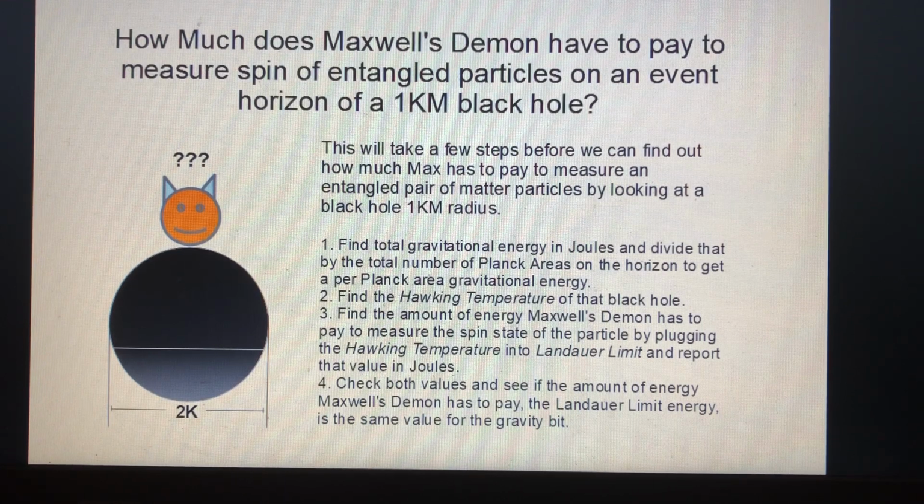Step 3, find the amount of energy Maxwell's demon has to pay to measure the spin state of the particle by plugging the Hawking temperature into the Landauer limit and report that value in joules. Check both values and see if the amount of energy Maxwell's demon has to pay, the Landauer limit energy, is the same value as the gravity bit.